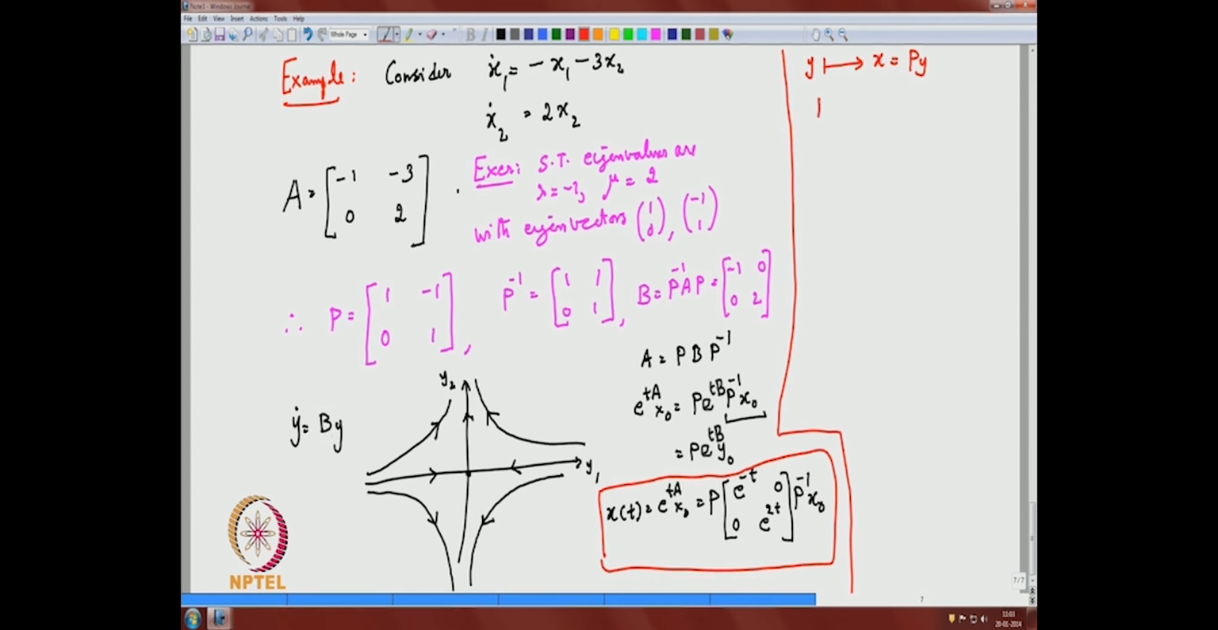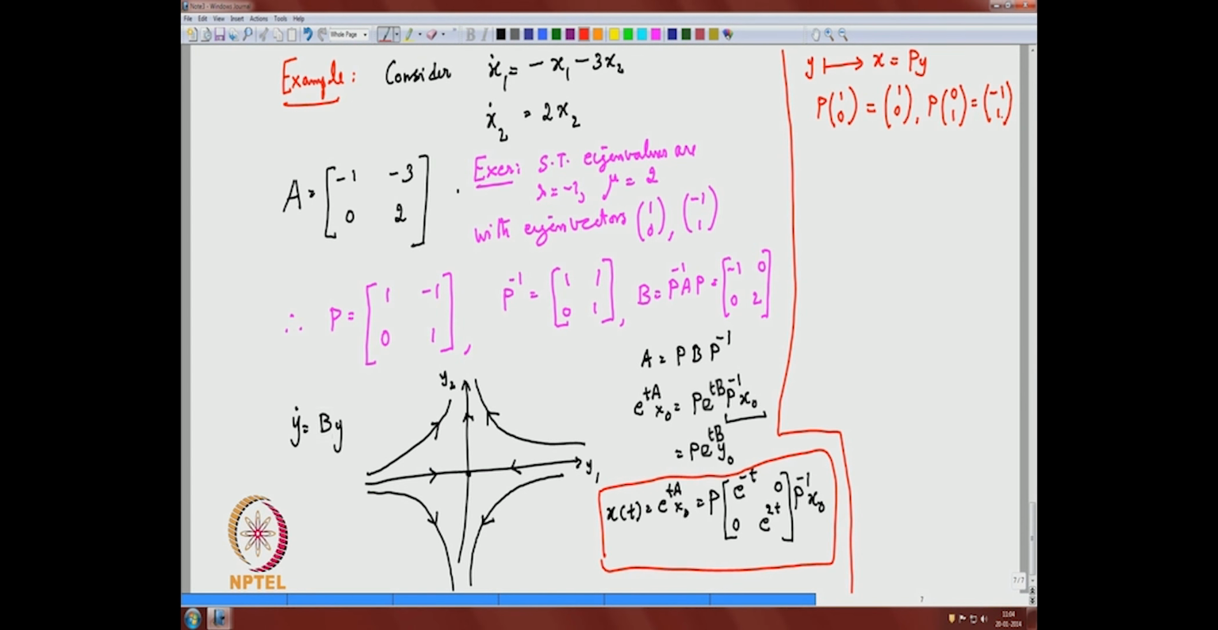So, I want to first compute P of (1, 0). If you compute P of (1, 0), it is nothing but (1, 0) itself. So, the y1 coordinate axis goes to the x1 axis itself. But what about my second coordinate axis, P of (0, 1), the y2 axis? You can see that it is (minus 1, 1), that is where it will go.